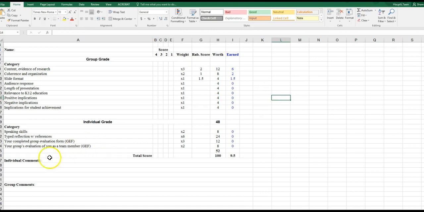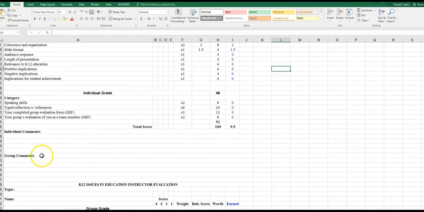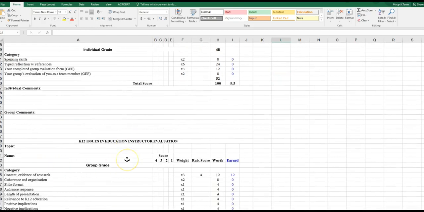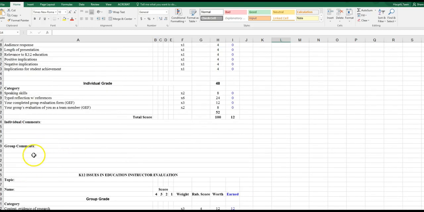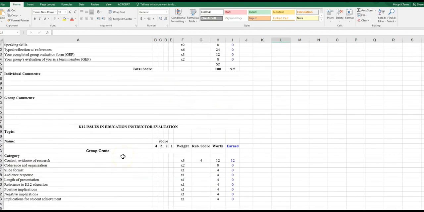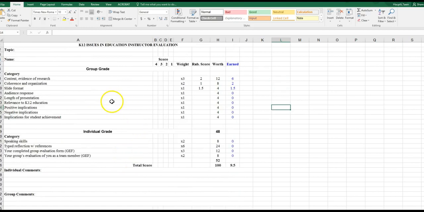And then I will be writing individual comments for each of you, and then I will write group comments. When I'm done, I will copy and paste the group comments into each group member's evaluation sheet. And then I will print this out, and each of you will get your own scored sheet. You are all getting the same grade for this part, and individually you're getting your grades here.